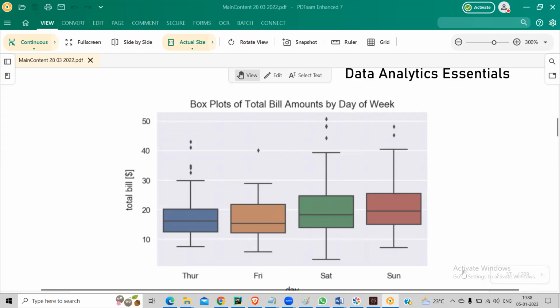On Saturday and Sunday, they will spend more. How do you say that? Because on the y-axis, the total bill is increasing. Is that so? I'm just guessing. No, there's nothing to guess. You have data in front of you.